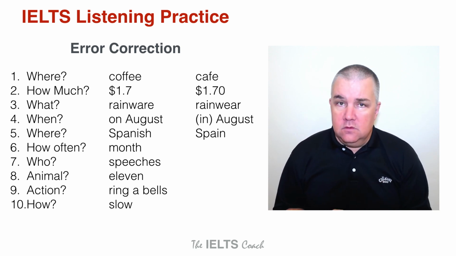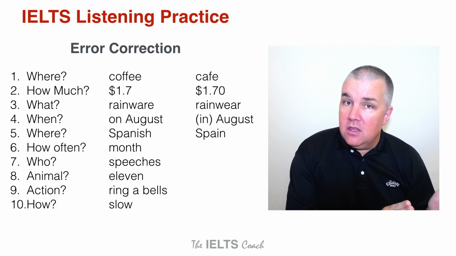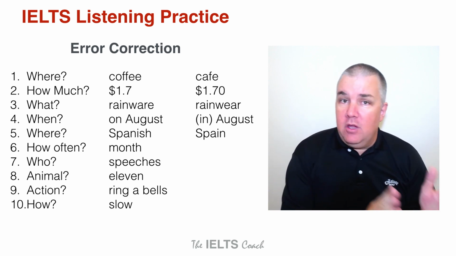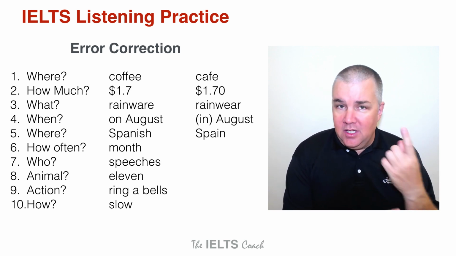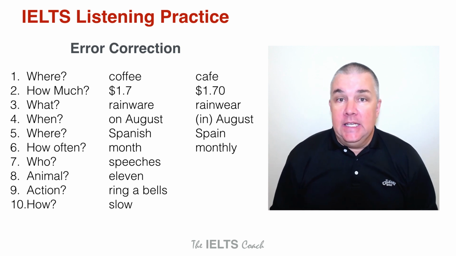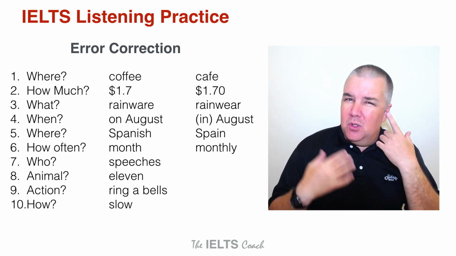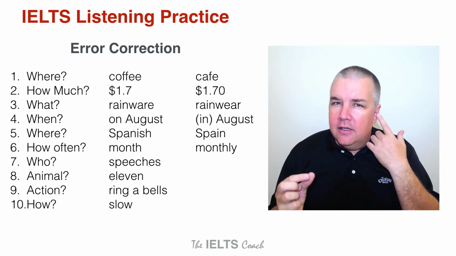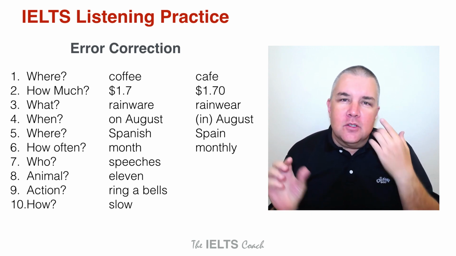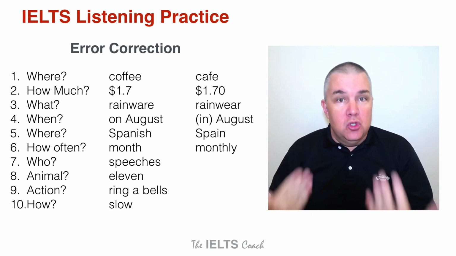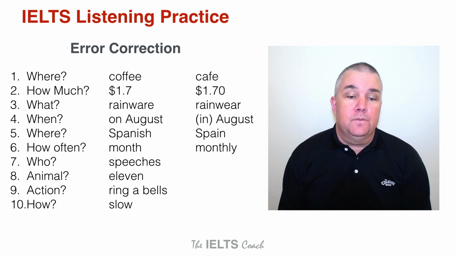How often? Month, once a month, twice a month, every month. If it's 1 word only, it needs to be monthly. And that's most likely. You most likely didn't hear the ly, that little ending part. So it's most likely that you have to change the grammar to fit.